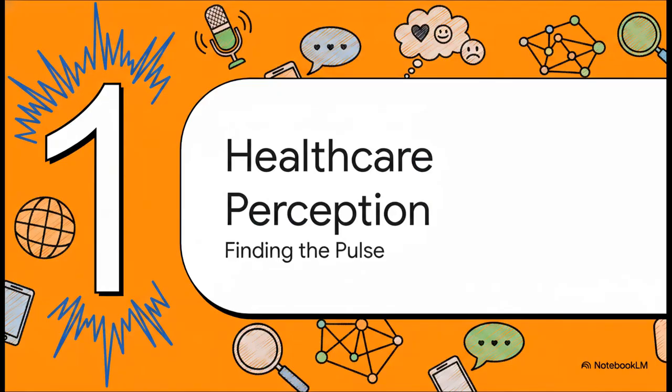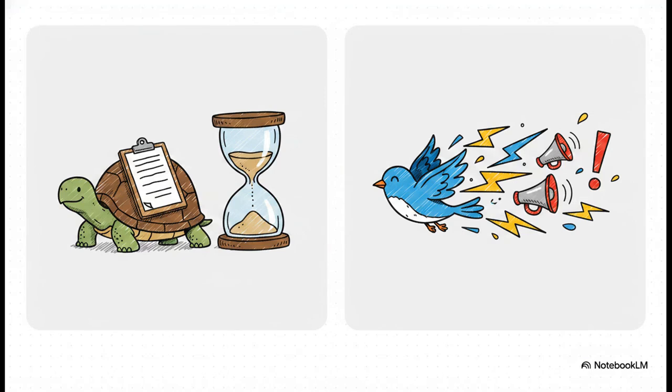Step 1. The healthcare perception problem, finding the pulse. Let's quickly establish why traditional methods of taking that pulse just aren't cutting it anymore. Here's the thing. Traditional surveys are fundamentally flawed when it comes to the sheer speed of the modern world. They're incredibly slow, they're expensive to run, and honestly, they often miss the actual real-time sentiments of the public. By the time a survey is even published, the public has completely moved on.